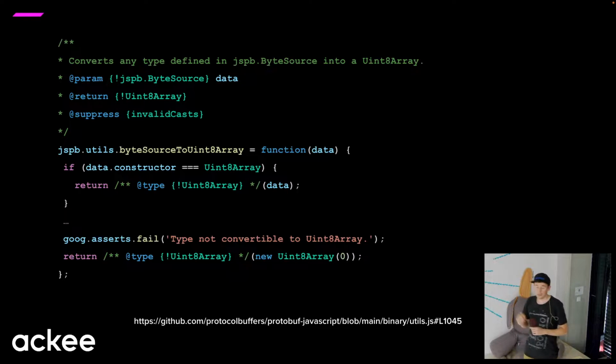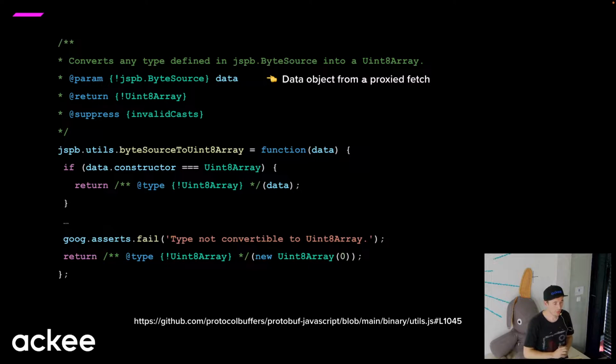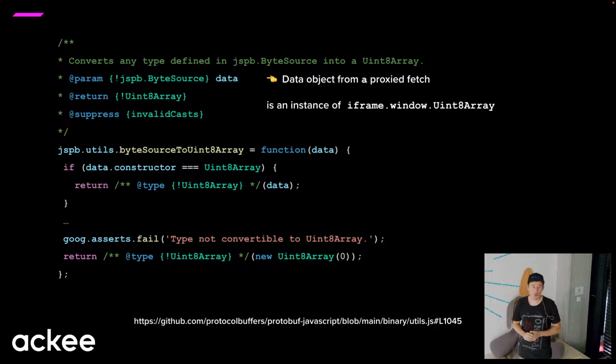But the important thing here is that the data object passed to that function is a data object that we got from our fetch. And our fetch is now from the iframe window. So even if the data object is of the type byte source, which can be uint8 array, because its type is byte source, but byte source can be uint8 array or several different types. And in that case, it's uint8 array, but it's from the context of the iframe window.